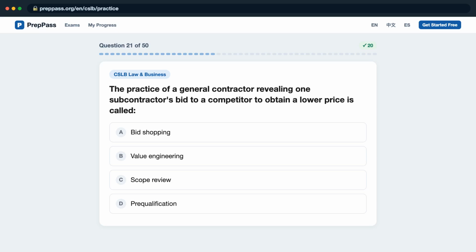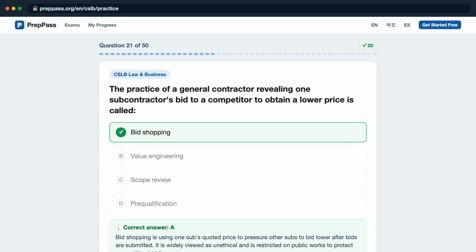Question 21. The practice of a general contractor revealing one subcontractor's bid to a competitor to obtain a lower price is called, is it A, bid shopping? B, value engineering? C, scope review? D, pre-qualification? The correct answer is A.